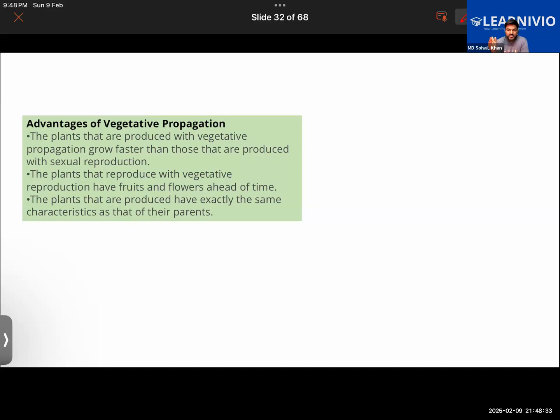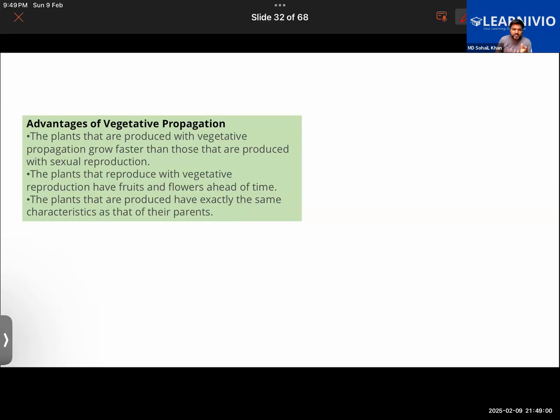If the same plant were to be grown by the sexual method, that would have taken a longer period of time. It has to go through pollination, then fusion of the male and female gamete, then fruit development, seed dispersal, and even the seed germination would have taken a long period of time. Getting it? Further, the plants that reproduce with vegetative reproduction have fruits and flowers ahead of time.